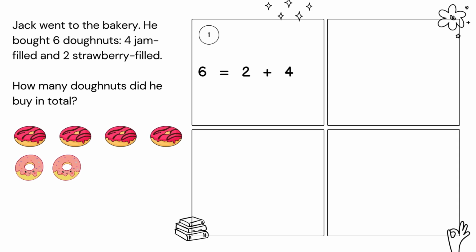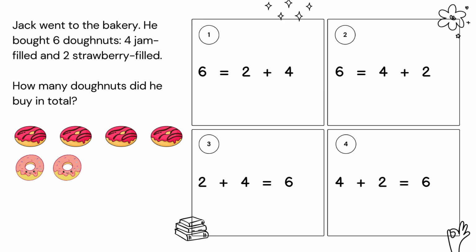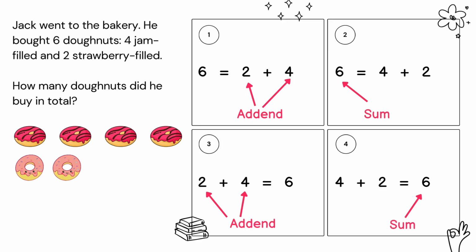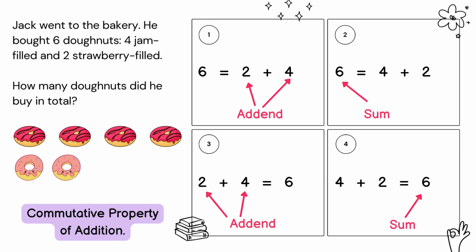6 equals 2 plus 4. 6 equals 4 plus 2. 2 plus 4 equals 6, and 4 plus 2 equals 6. Each one shows the same relationship between the parts and the whole. In these equations, 2 is an addend, 4 is an addend, and 6 is the sum. These equations show that the numbers can be added in any order. This is called the commutative property of addition.